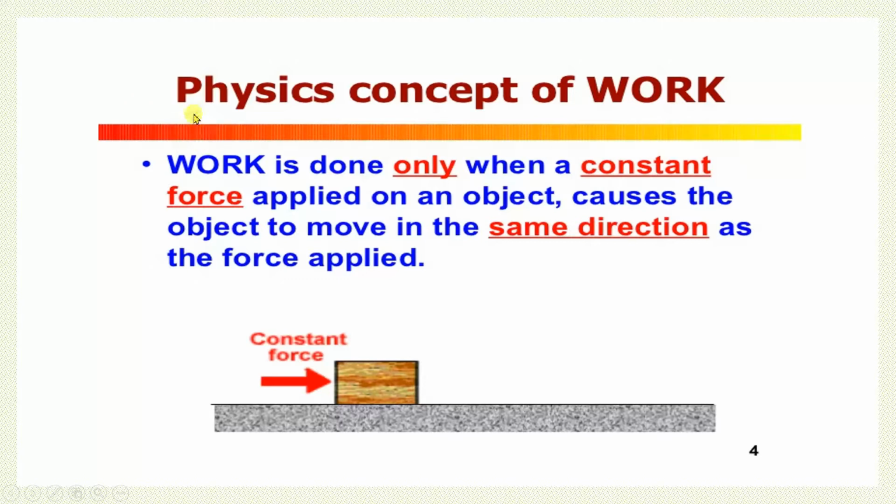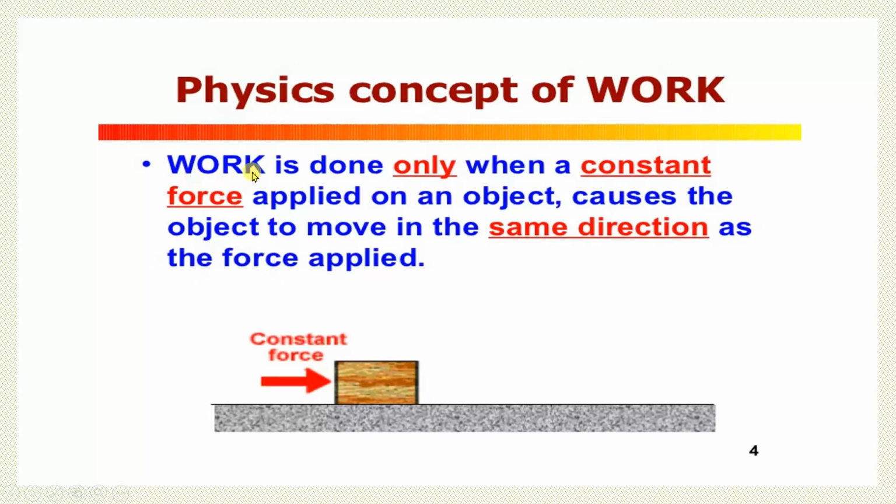So, what is the meaning of work done? Scientifically, work is done only when a constant force applied on an object causes the object to move in the same direction as the force applied. Means here two physical quantities are involved. That is, number one is the force and number two is the distance covered by the object. Okay?